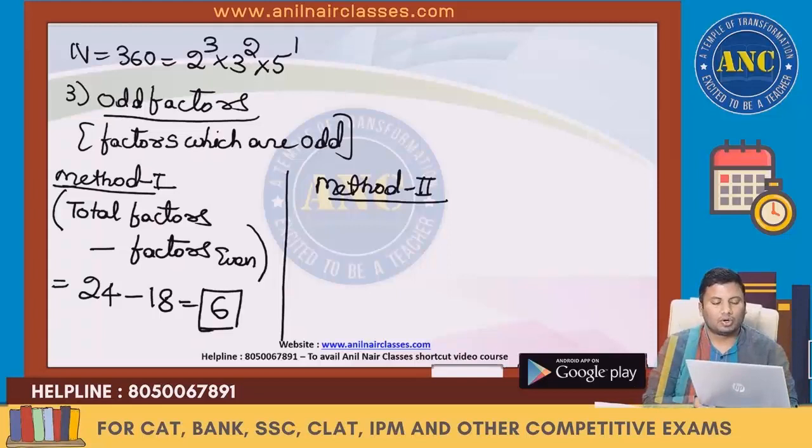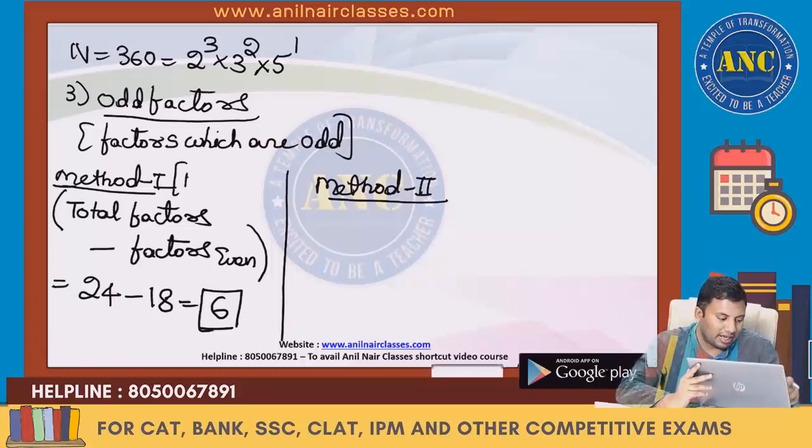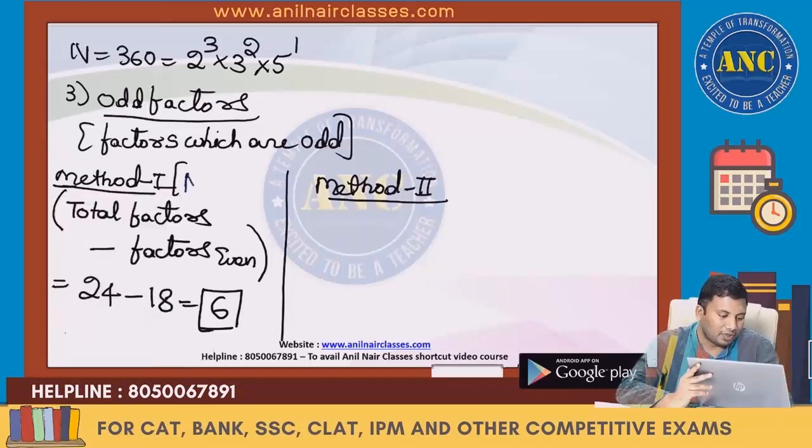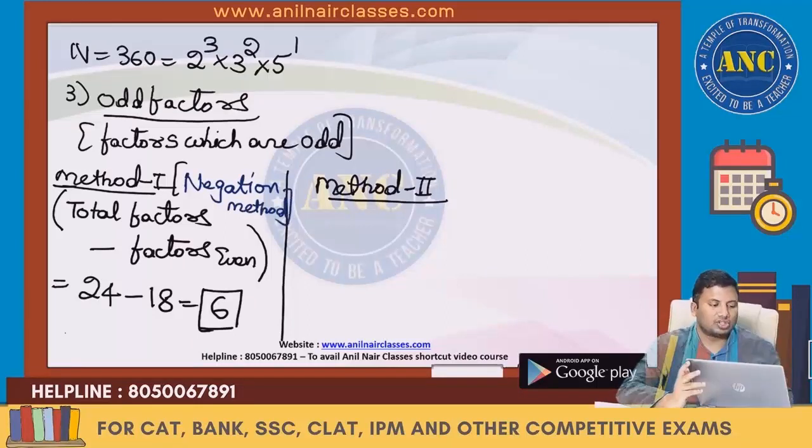Method 1: the total number of odd factors is nothing but total factors minus factors which are even numbers. This is called the negation method. Negation is total minus none. Total factors minus factors which are an even number.